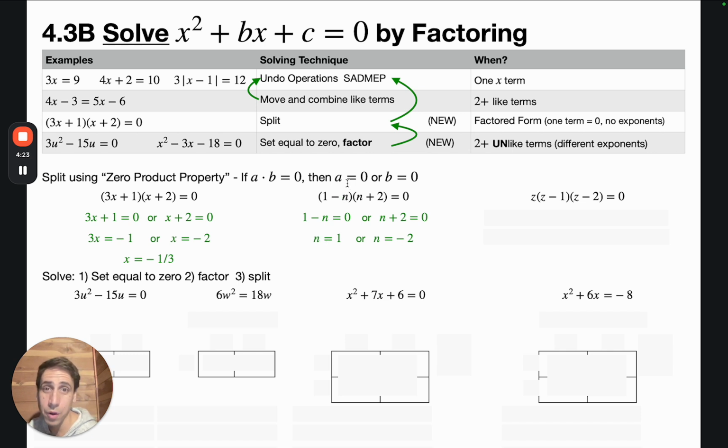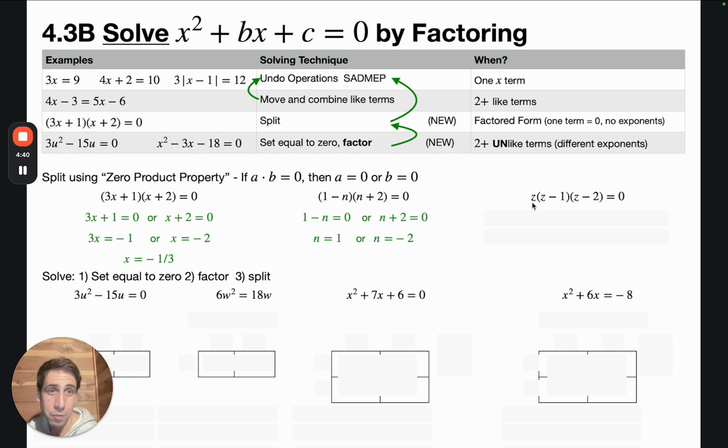Notice you can put the 1 back into the original, you get 1 minus 1 is 0. Or you can put the negative 2 back in, you get negative 2 plus 2, which is 0. It doesn't matter what the other term is. If you multiply anything by 0, you're going to get 0, which is kind of like the magic of the zero product property.